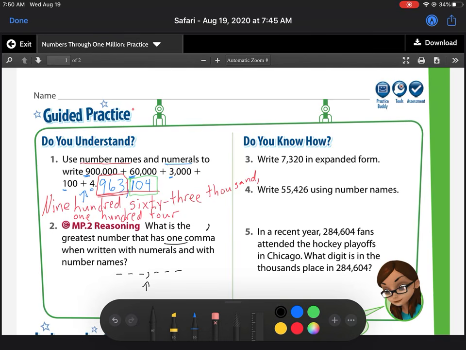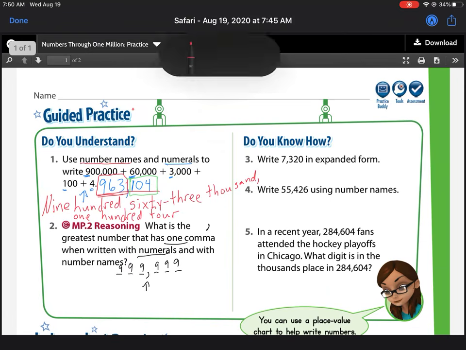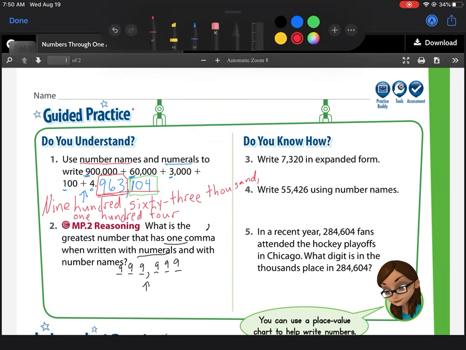What's the biggest number I could put in? If I put in a 1, you'll notice I can get even bigger by putting in a 2. But is there an even bigger number I can put in? What about a 9? That's the biggest number I can put in each place value. So my biggest number as a numeral is 999,999. But it also says it wants me to do that with the number name.